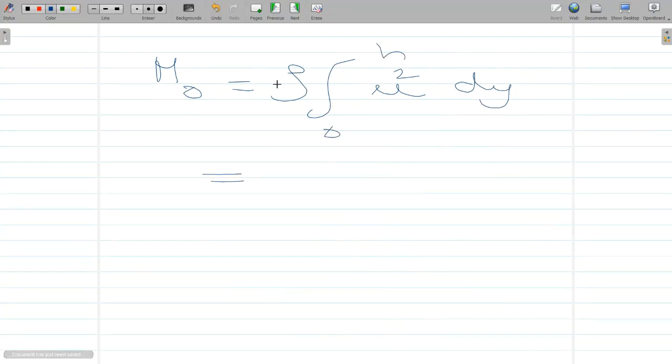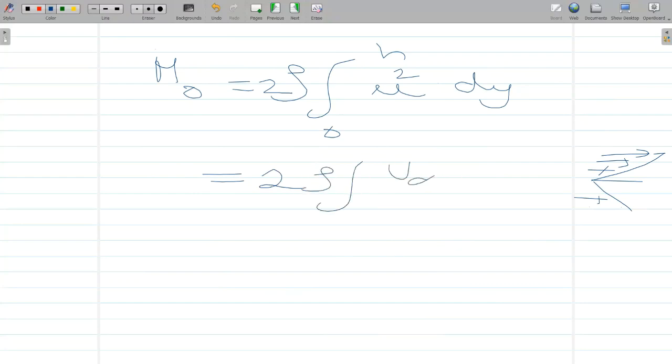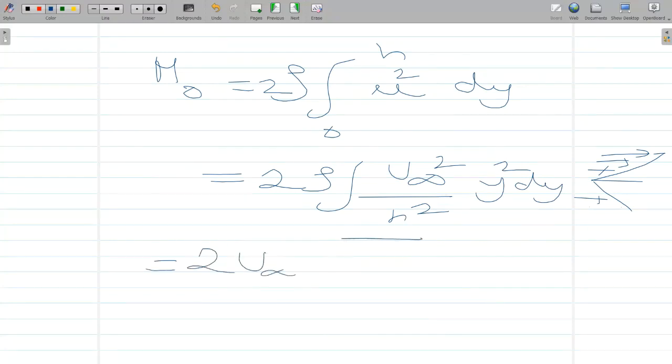And then again, 2 times of this, so as to account for the top and bottom half of the domain. So that is this particular portion, and then this particular portion. So 2 times of this, rho u square is nothing but u infinity square by h square into y square into dy. So let me take u infinity square by h square outside. So 2 rho u infinity square by h square, and then what I'm left with is y square dy integrated from 0 to h.